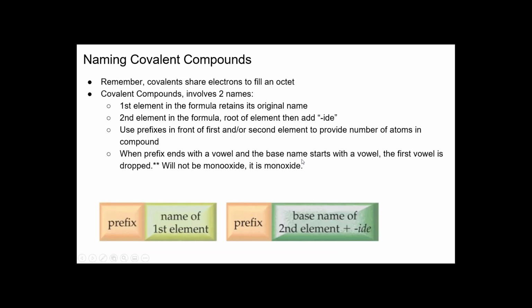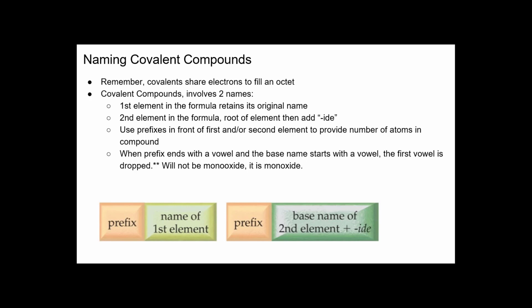Now we get to covalent compounds. Covalent compounds are very different. We use prefixes on both of these in order to understand how many we have. We do not reduce these down. If you have a subscript of 2 with the first element and a subscript of 4 with the second, you leave it. You do not touch it.